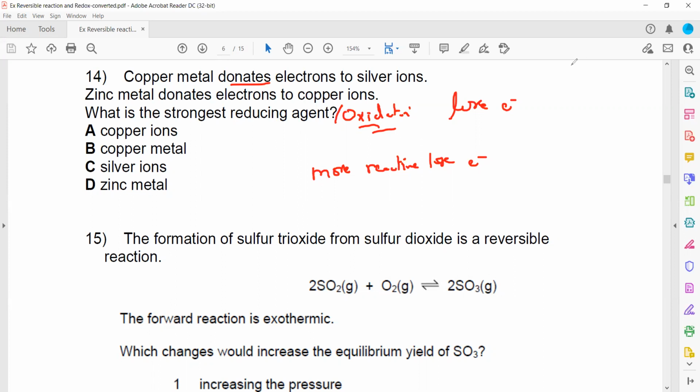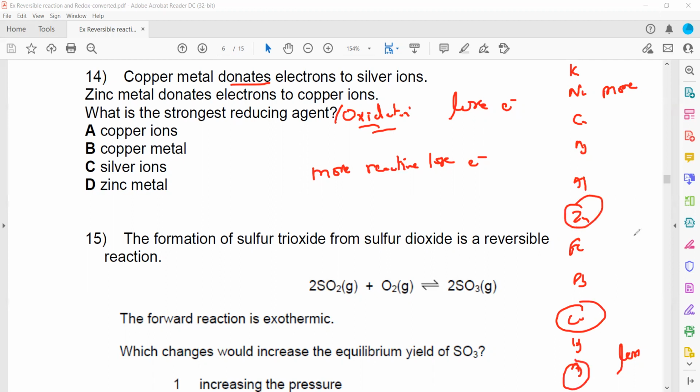The reactivity series is potassium, sodium, calcium, magnesium, aluminum, zinc, iron, lead, copper, mercury, silver, gold, platinum. The one which is more reactive can lose electrons easily. The one which is less reactive can lose them, but not easily. The question is which is the strongest reducing agent, meaning which one can lose electrons easily. The three elements involved are copper, silver and zinc. Zinc is the most reactive, so zinc metal will lose electrons easily and turn into zinc ion. So zinc is the strongest reducing agent because it can lose its electrons easily.